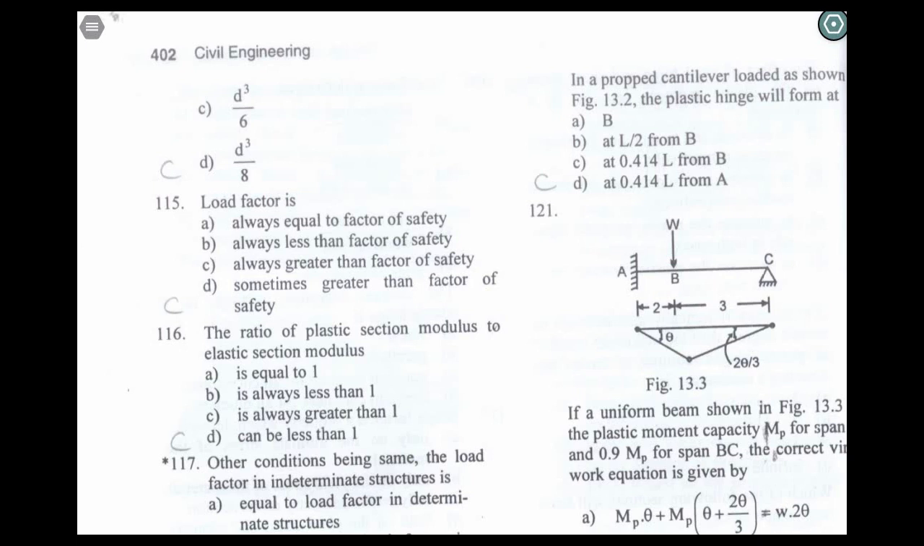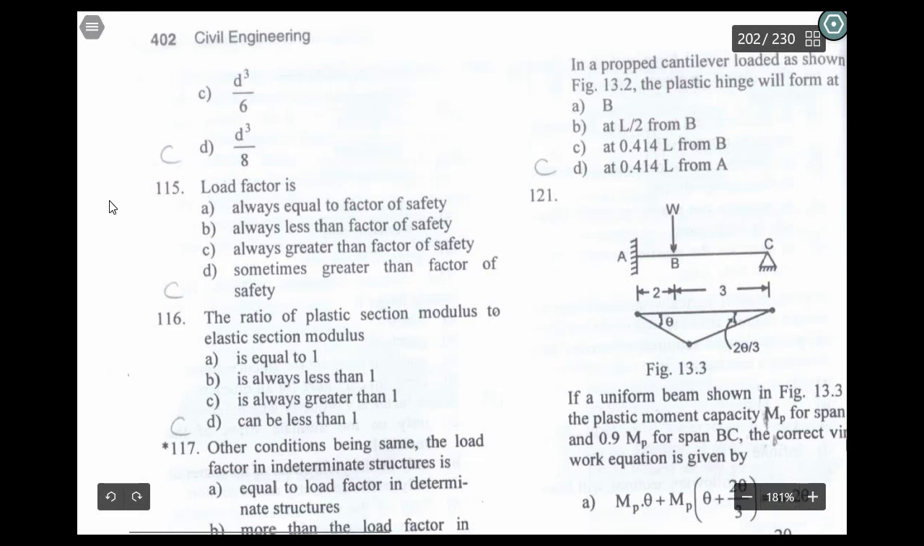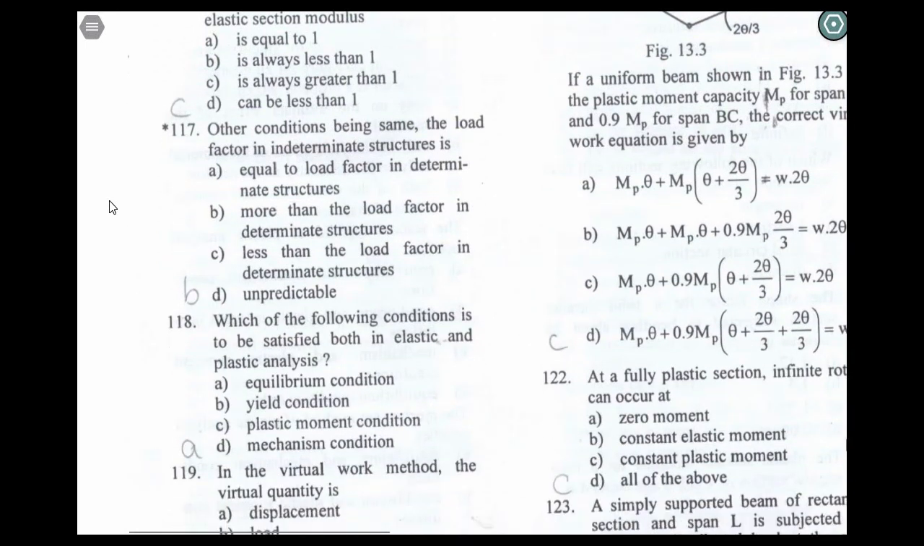Next, question number 117. Other conditions being the same, the load factor in indeterminate structure is, option number B is the correct answer, more than the load factor in determinate structure.